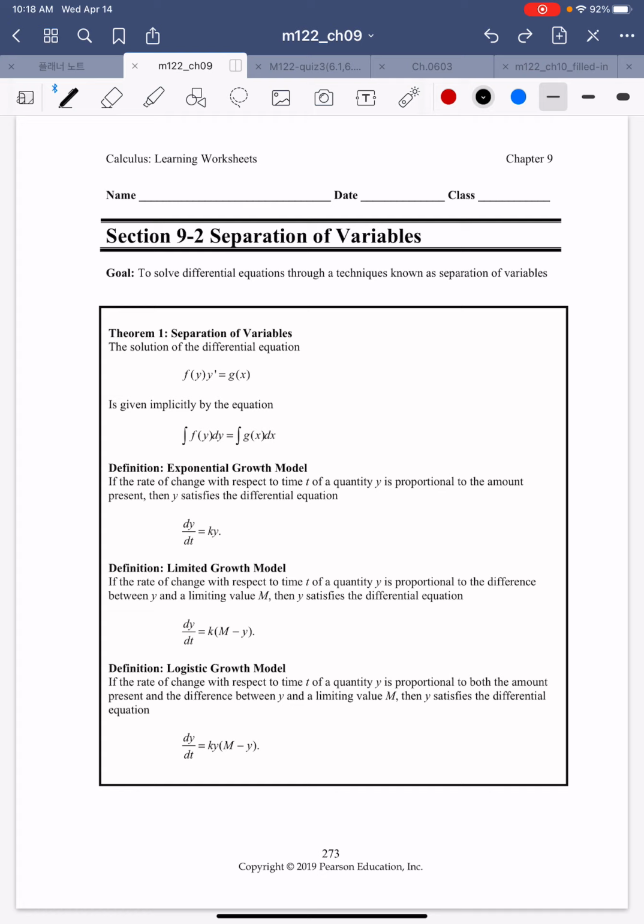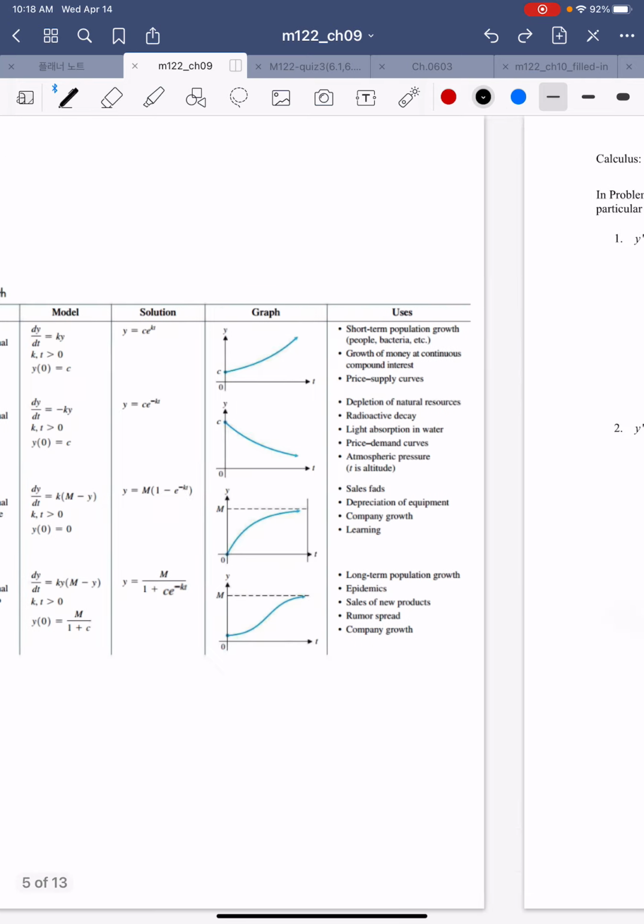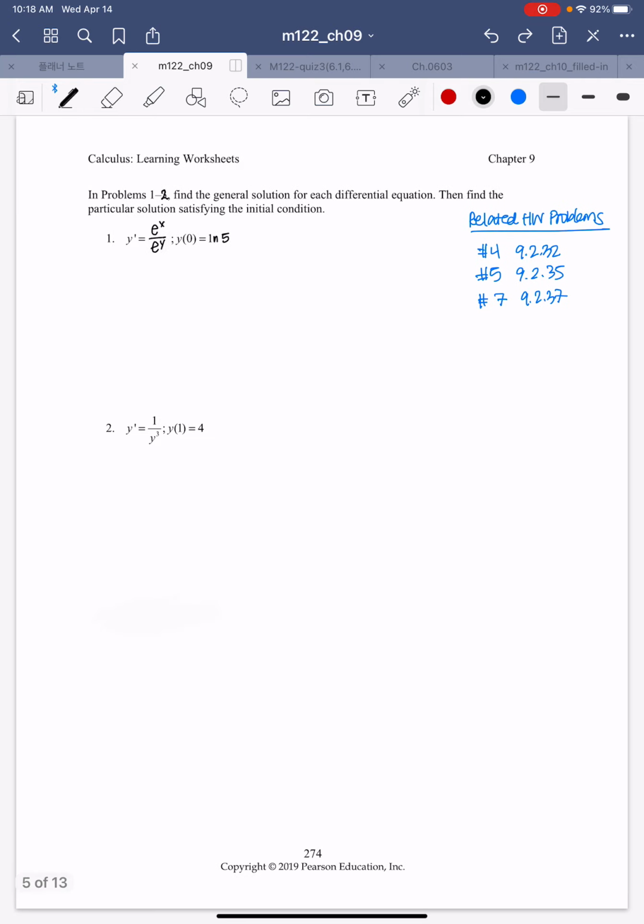So what's different from the last chapter or previous concept versus 9.2 is we are now going to have an equation where the derivative function is also part of our equation. Take a look at the first or second problem. You can see that you are given this differential equation and you have two different variables, x and y. Sometimes you might have just one, but sometimes you might have more than one variable.